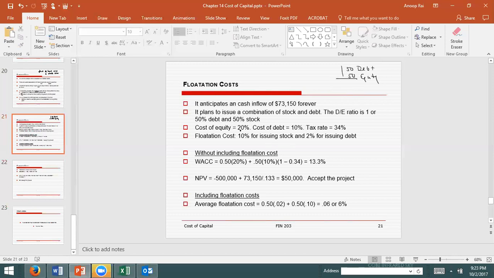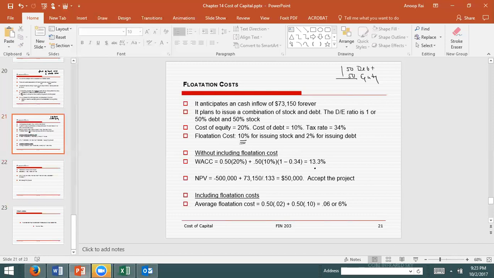We use the same numbers, cost of equity 20, cost of debt 10, tax rate is 34, but now we have a flotation cost. There's a 10% for issuing stock and 2% for issuing debt. Now, since this is 50 and 50, we can actually get one flotation cost. We do 0.50 times 20, 0.50 times 10, take away the taxes because this is deductible. I'm sorry, the interest rate is deductible.